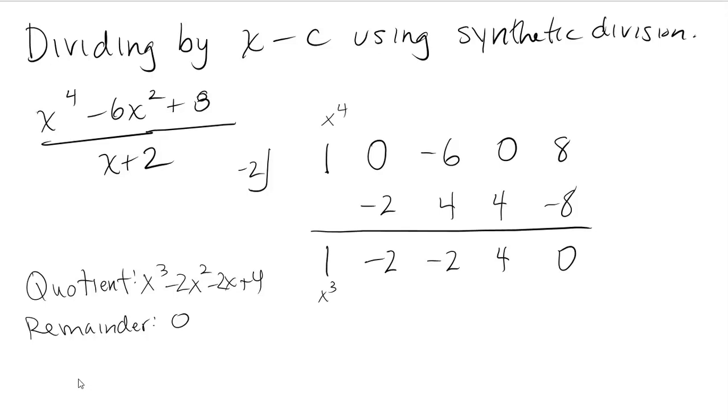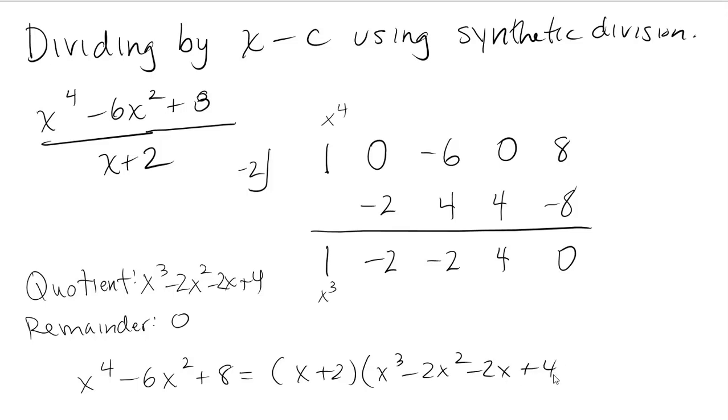We have in fact just showed that we could factor x to the 4th minus 6x squared plus 8 as x plus 2, that was the divisor, multiplied by our quotient, x cubed minus 2x squared minus 2x plus 4.